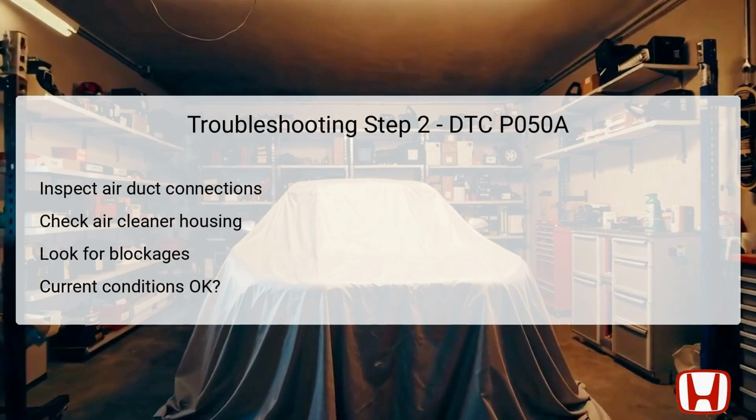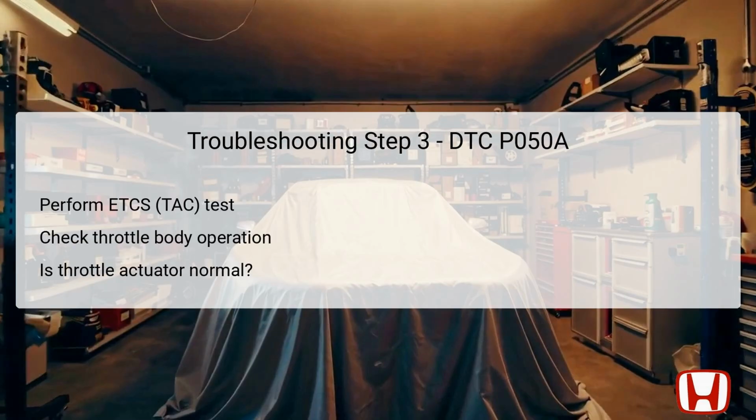If abnormalities are detected during this inspection, it indicates a potential issue with the intake air system component, requiring immediate remedial action. For this troubleshooting step, technicians are required to conduct the Electronic Throttle Control System, ETCS, or Throttle Actuator Control, TAC, test using the Honda Diagnostic System, HDS. This test assesses the throttle body's operational capabilities and determines whether the actuator is functioning as expected.